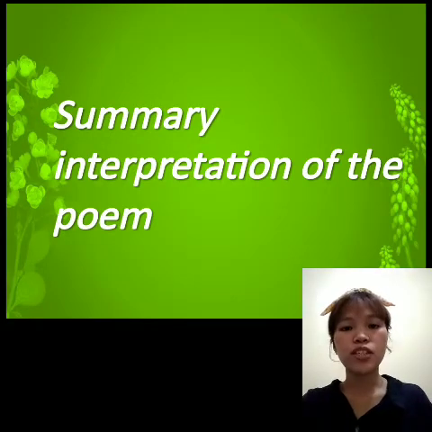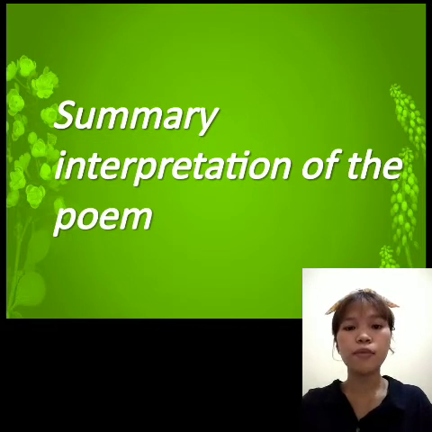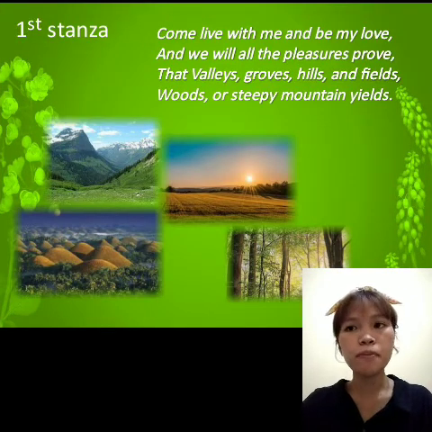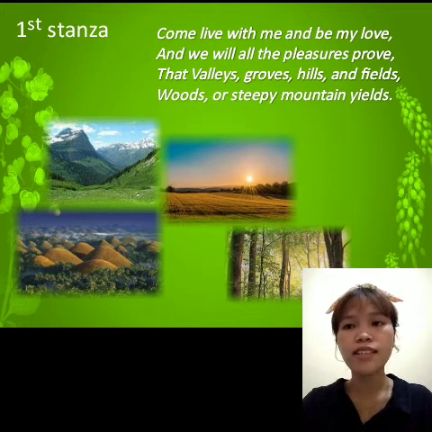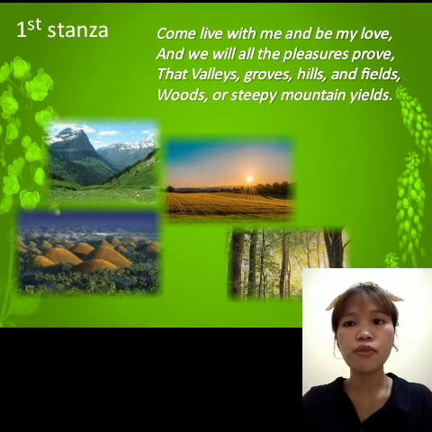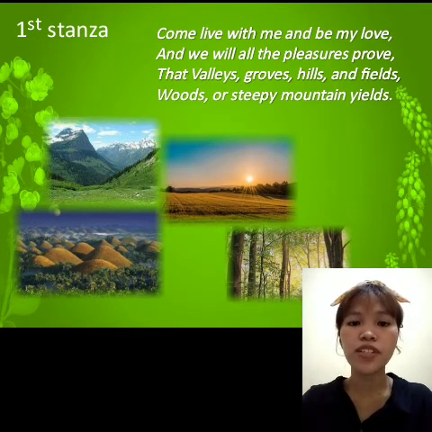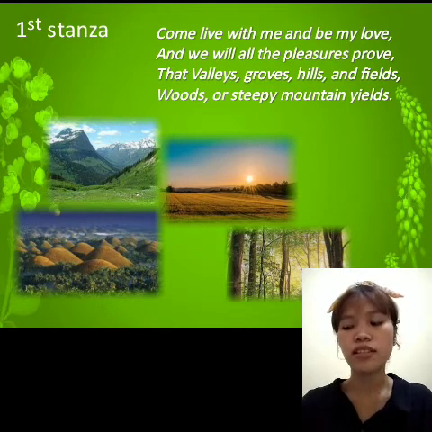So now let's proceed to the summary and interpretation of the poem, The Passionate Shepherd to His Love. In the first stanza: come live with me and be my love, and we will all the pleasures prove that valleys, groves, hills, and fields, woods, or steepy mountain yields. So the shepherd promised his love that if she will live with him and be his love, she will have all the valleys, groves, hills, and fields, woods, or steepy mountain yields.